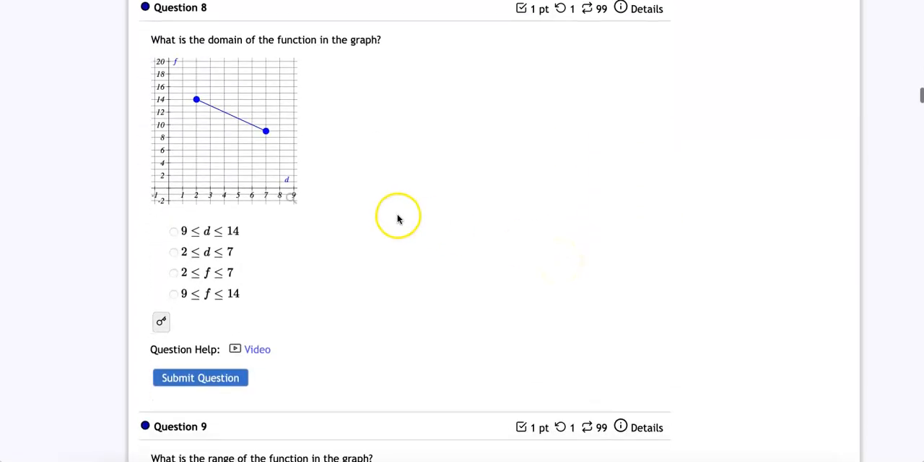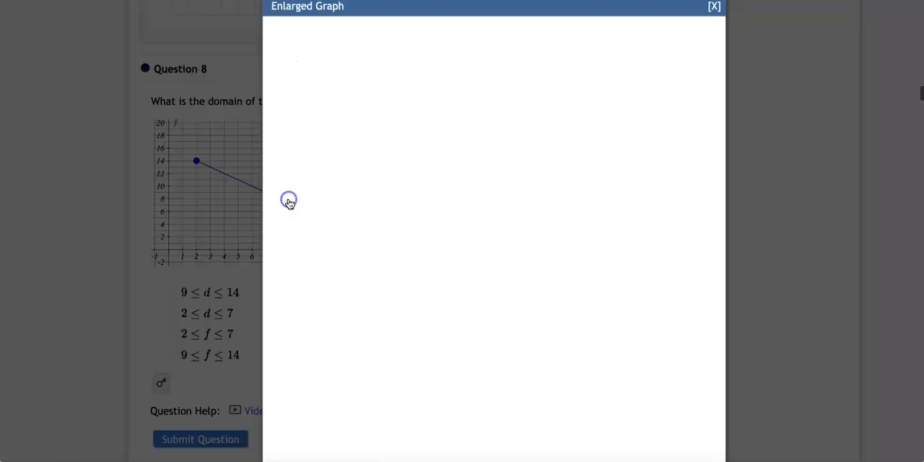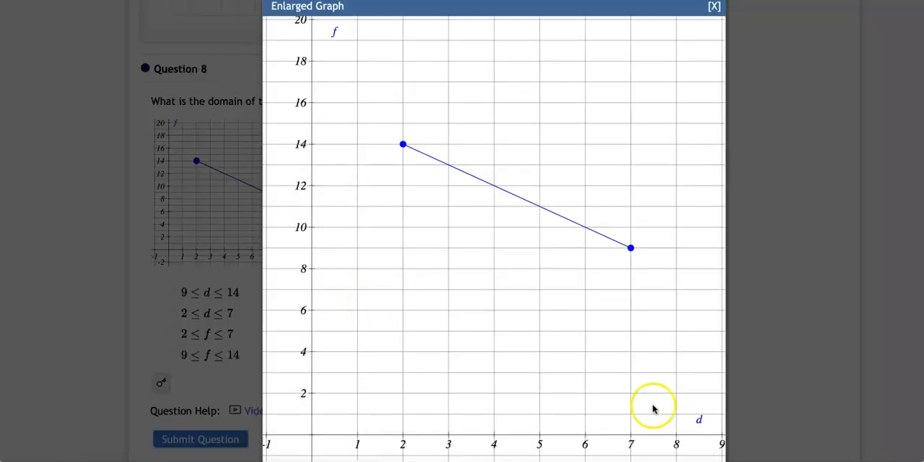When we look at this graph here, we want to be really careful about the variables. So notice if you zoom in, you'll be able to see a D and an F. This tells us that the D is your domain variable and the F is your range variable. So as we look at the possible values on this horizontal axis, the D axis, we see that as far to the left as you can go is 2, and as far to the right that you can go is 7. We're just looking at those x coordinates, or in this case, D coordinates. On the vertical axis, we have a value of 7, and we're going from 7 up to 14.